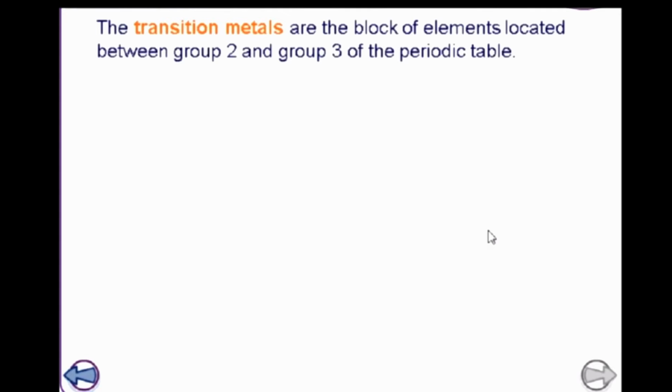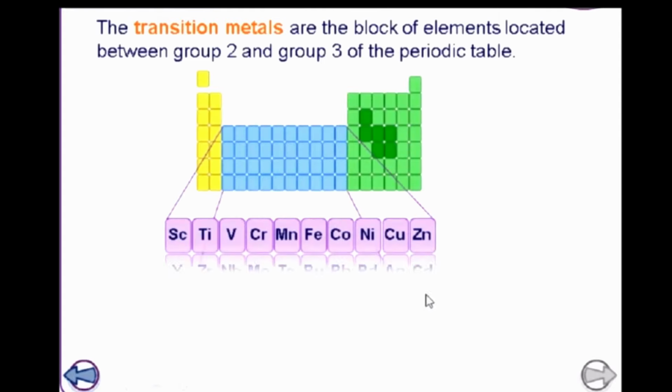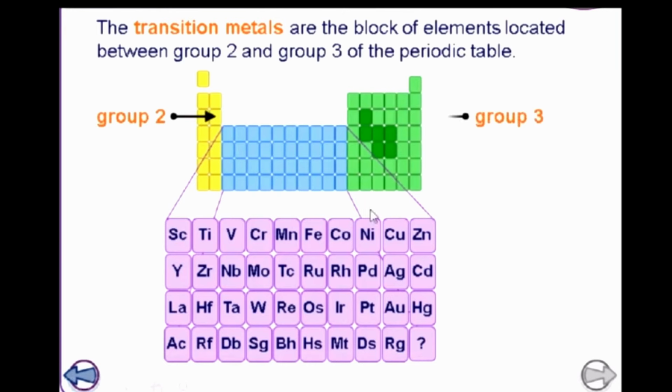In between metals. Metals which are found in between group 2 and group 3 of the periodic table. Therefore, we call it transition metal. Another name you'll learn in the A level next year is they are also known as D block metals.